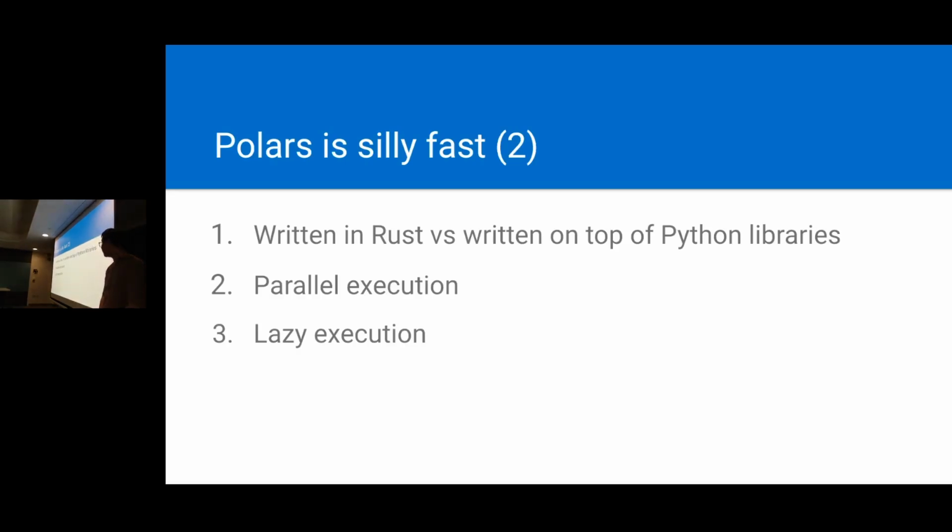Why is Polars so fast? I don't really want to go into the background of this, but there are 3 main reasons. First is that it's written in Rust, and Rust is a much lower level language. It's a very popular language as well. And compared to Pandas, which was written on top of Python libraries, slow on top of slow gets slow as well.